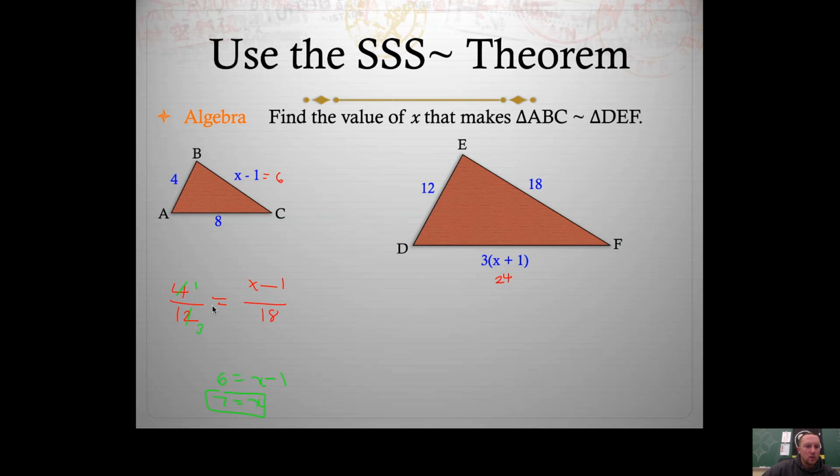4 to 12, is that 1/3? Yes. 6 to 18, is that 1/3? Yes. 8 to 24, is that 1/3? Yes. You only needed to find x. So x was in 2 different places there, so we know that's right. We just checked our work.